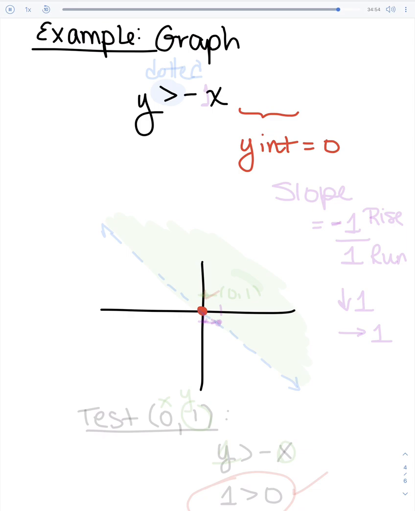Now, to get our second point, I'm going to need to use the slope. Well, our slope here is hidden. It's a negative 1. Remember, what's hidden underneath the negative 1 is just another 1. So if I use my slope as a rise over a run, because the rise is negative, it means we're going to go down 1. The run is positive, though, so we'll go right 1. So we're going to go down 1, and then we'll go right 1.